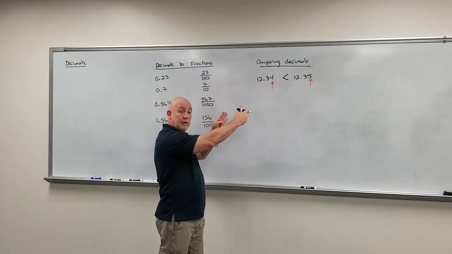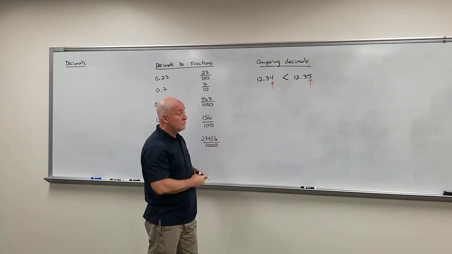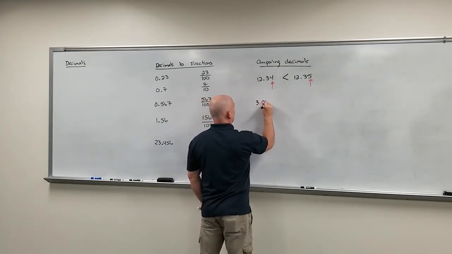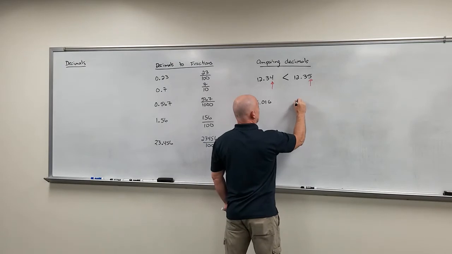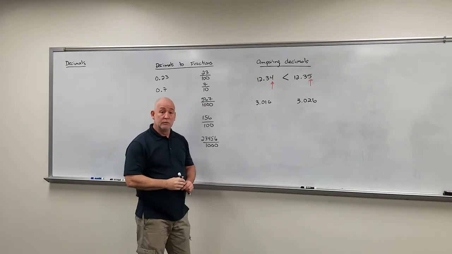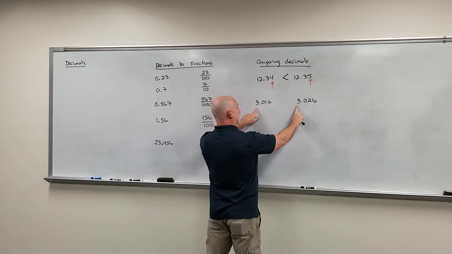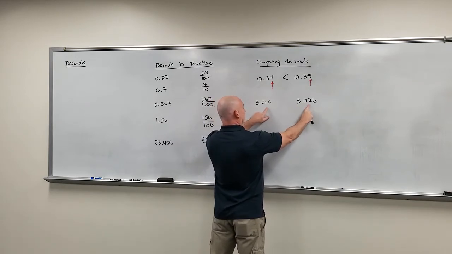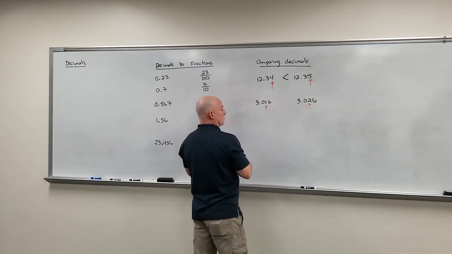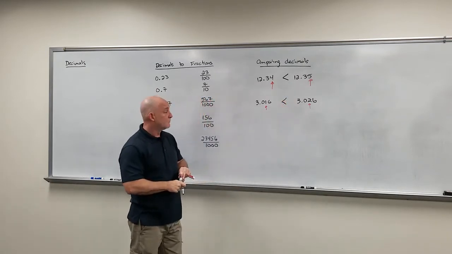Start from the left, comparing numbers, and keep going as long as they're the same. As soon as you find a difference, compare those two values and then put in your inequality. So let's say I had 3.016 and 3.026. Which one would be bigger? Well, let's start from left to right. The 3's are the same, the 0's are the same. Well, there's a difference, right? So these two are different. Which one's bigger? The one on the right is bigger, so we would put our inequality in.